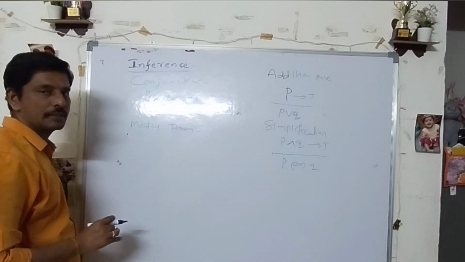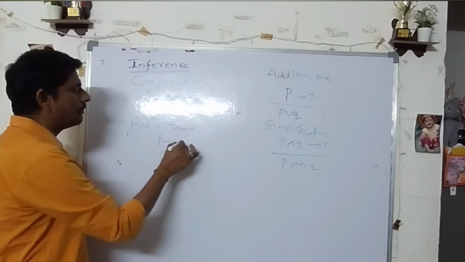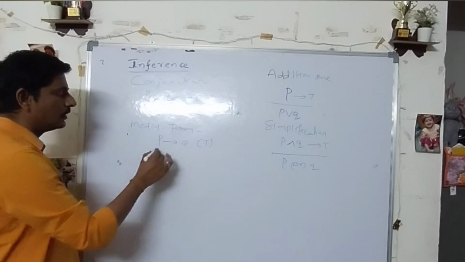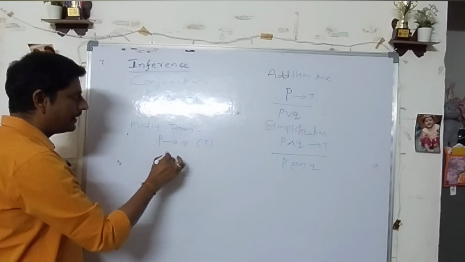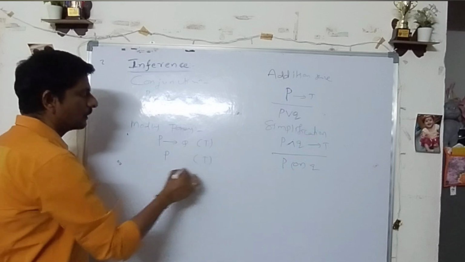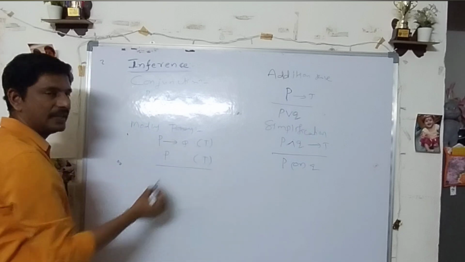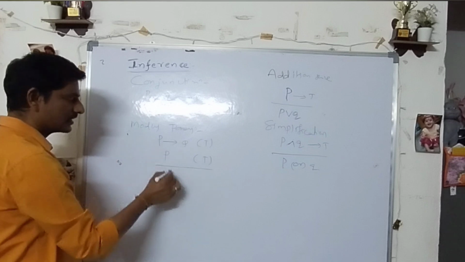The rule name is modus ponens. Modus ponens tells us that if P implies Q is true, and P is true, then what is true? Can you say? Right, Q.